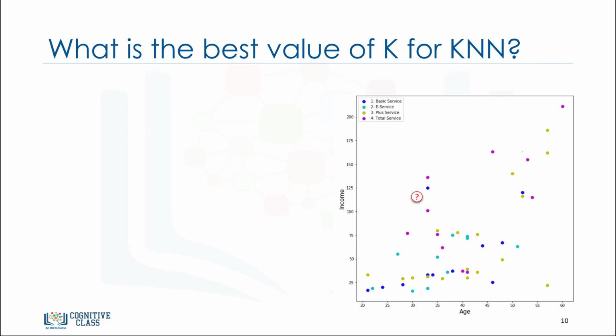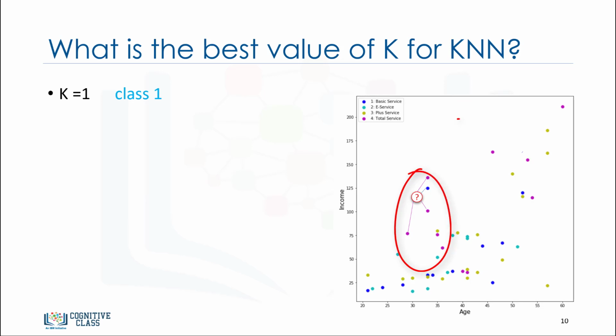Assume that we want to find the class of the customer noted as question mark on the chart. What happens if we choose a very low value of K? Let's say K equals 1. The first nearest point would be blue, which is class 1. This would be a bad prediction, since more of the points around it are magenta, or class 4. In fact, since its nearest neighbor is blue, we can say that we captured the noise in the data, or we chose one of the points that was an anomaly in the data.